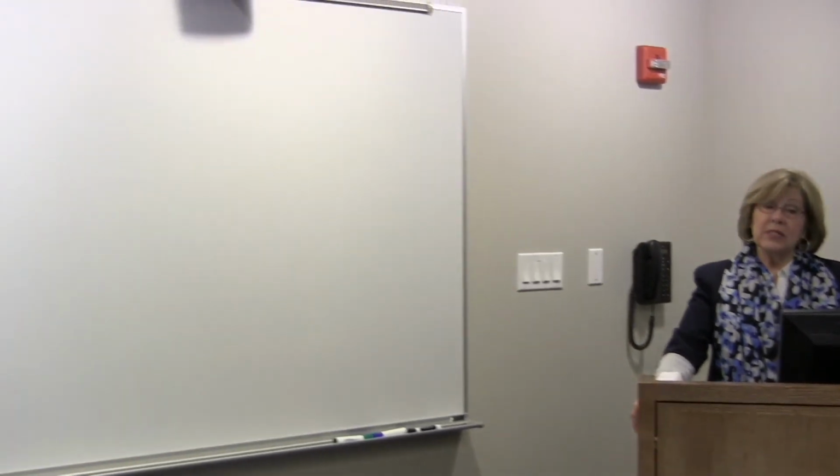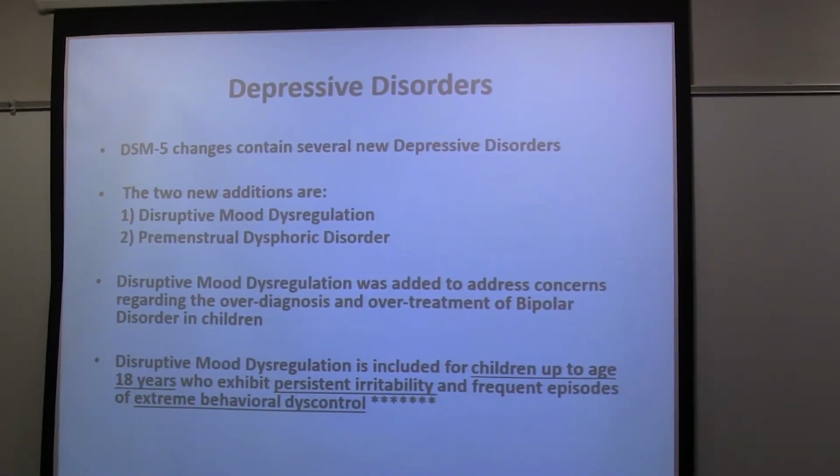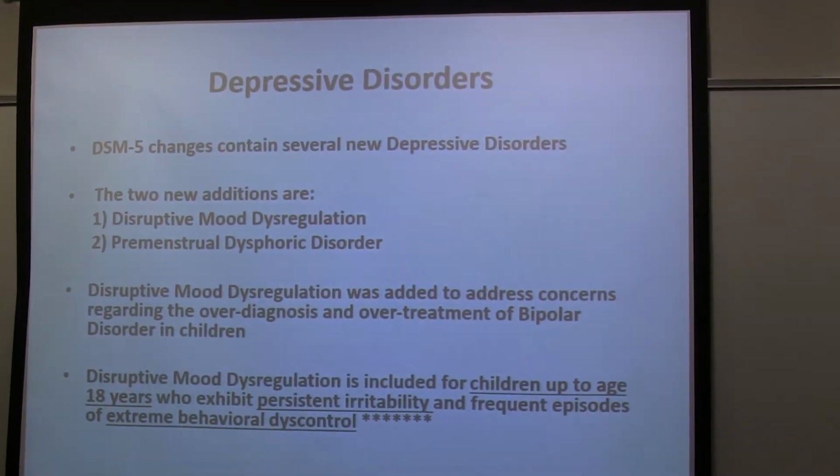DSM-5 contains several new depressive disorders that were added for the research that was done in developing DSM-5. When DSM-4 changed over to DSM-5, the committee that developed DSM-5 did so based on a lot of the research evidence that has been done over the last number of years. So it deleted some diagnoses and it added some. Two of the new additions were disruptive mood dysregulation disorder and premenstrual dysphoric disorder.